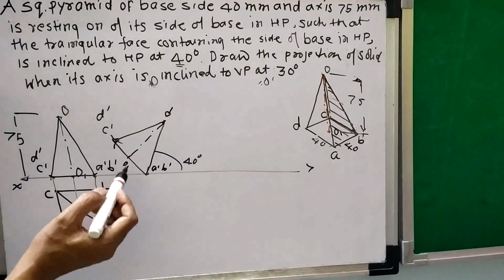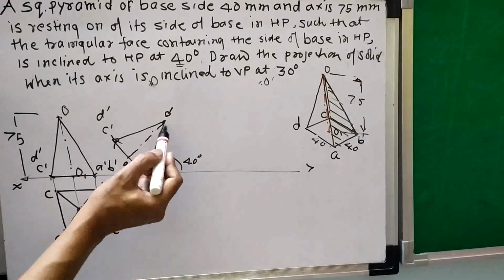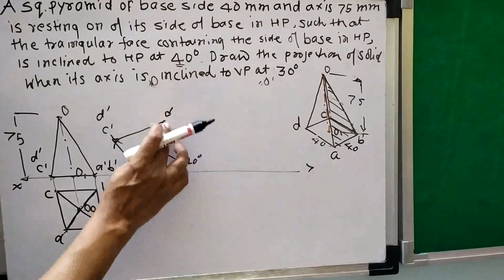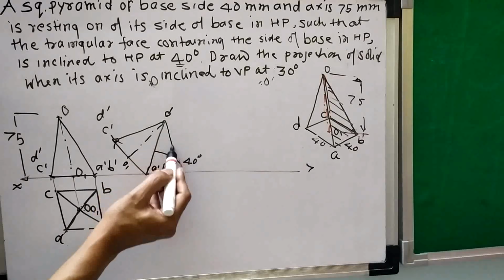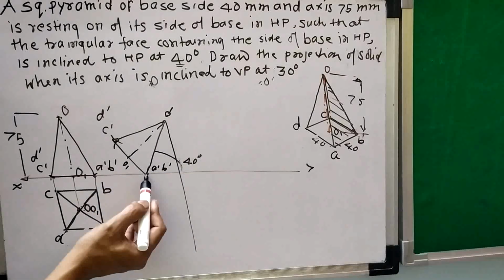Okay. So I project this solid now. So I will drop perpendicular lines from each point perpendicular to XY.